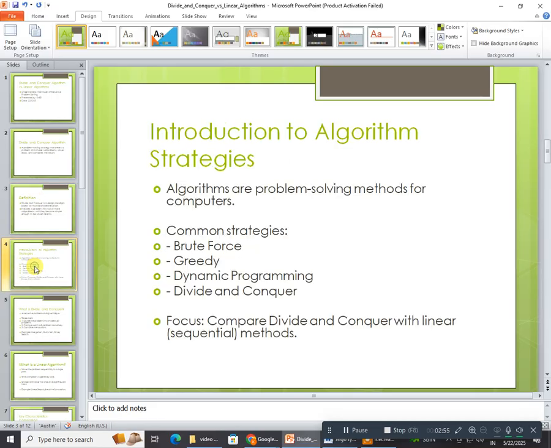Now let us take a look at various algorithm strategies. So what is an algorithm? An algorithm is a set of steps that are used to solve a problem. I hope all of you are aware of what an algorithm is because you are studying this particular course in this semester, that is the 4th semester. So what are the common algorithm solving strategies?